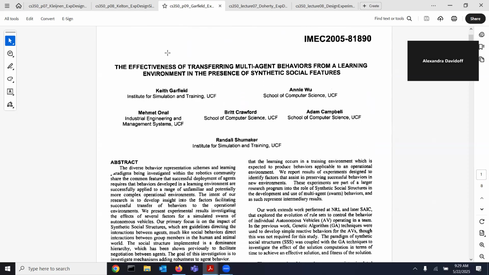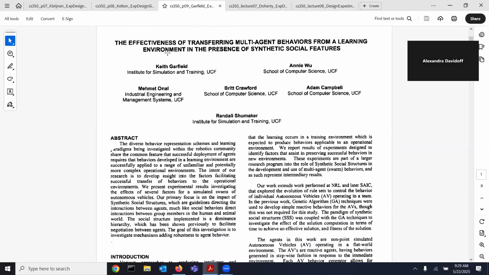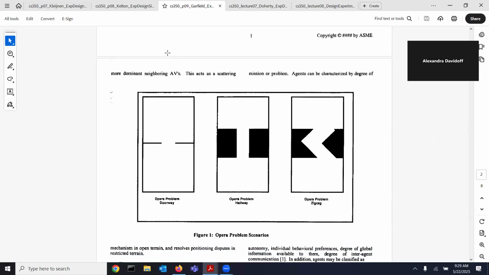This is a paper. When did this paper come out? A long time ago. We wrote this in 2005. In this paper, we were doing the opera problem, and what we were studying was, let's say you have some ability to learn in a particular scenario, then you take that learned behavior to another scenario. Did the learned behavior transfer, or do you have to relearn new behaviors for the new environment? And again, it was simulation to simulation, so it's kind of hard to say.